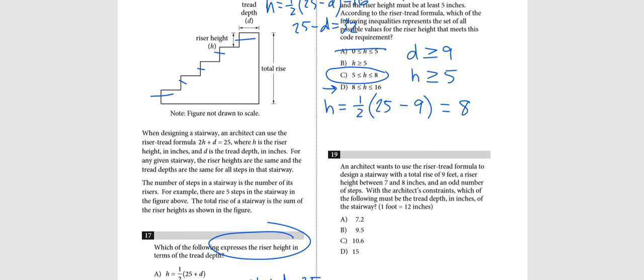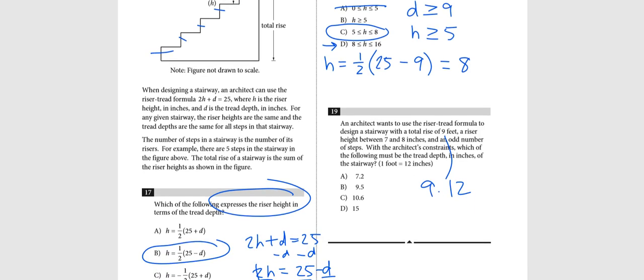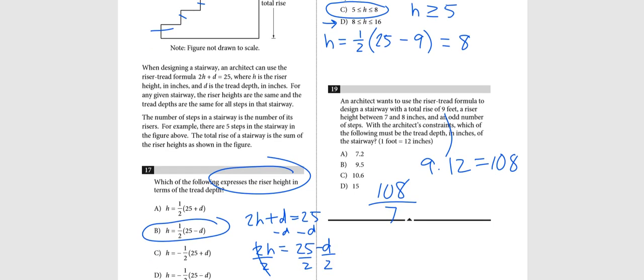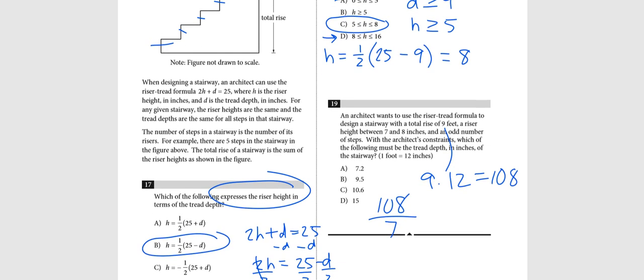Okay, so if the riser height was 7 inches, let's see, 9 feet. 9 feet is how many inches? 9 times 12? Is that 108? So we have 108 inches. If we had that in 7 steps, 7 riser heights, that's not a good number, is it?